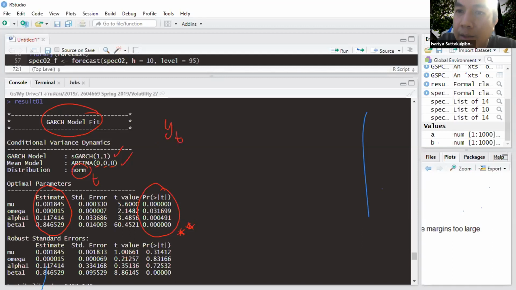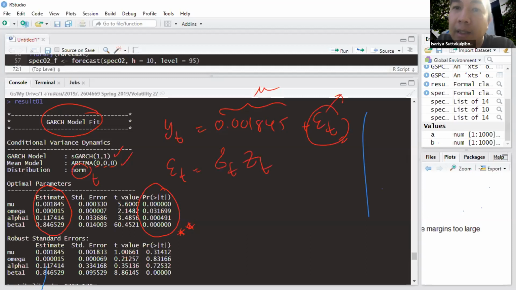Apple return today equals mu, right? Mu is 0.001845, plus epsilon t. This is the mu. On average per day, you're going to get 0.001 return per day if you're holding the Apple stock. However, it's subject to volatility, and volatility has some patterns, right? These patterns could come in sigma t, zt, and z is normal. We know that zt is normal 0, 1, and this normal 0, 1 has some pattern, right? So this shock persists.